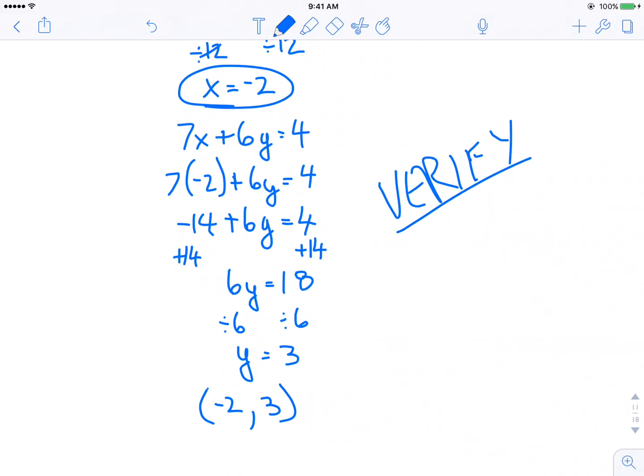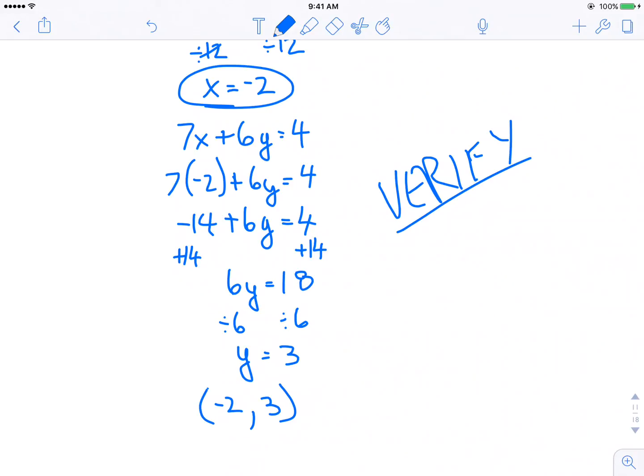Take that point, substitute it back into both equations. You can't just do one, you have to do both equations to see if it holds true. Okay? Because it could be true for one, but not true for the other. So if you're going to verify a system of equations, you need to go back to the original equations and substitute back into both equations.